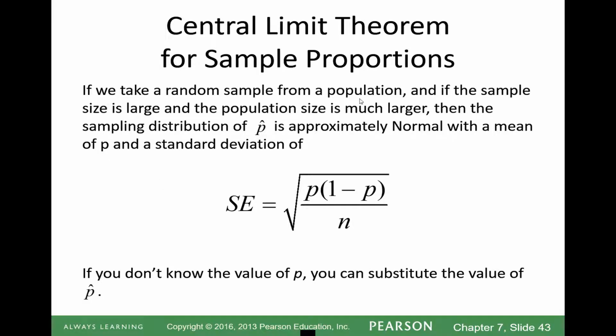So if we take a random sample from a population, if the sample size is large and the population size is much larger, then the sampling distribution of p hat is approximately normal with a mean of p. So the sample is going to behave like a normal distribution if it's large enough, with a mean and a standard deviation as shown here. Looking at the standard error, if the sample size is large enough, the standard error becomes very close to what the population standard deviation would be.